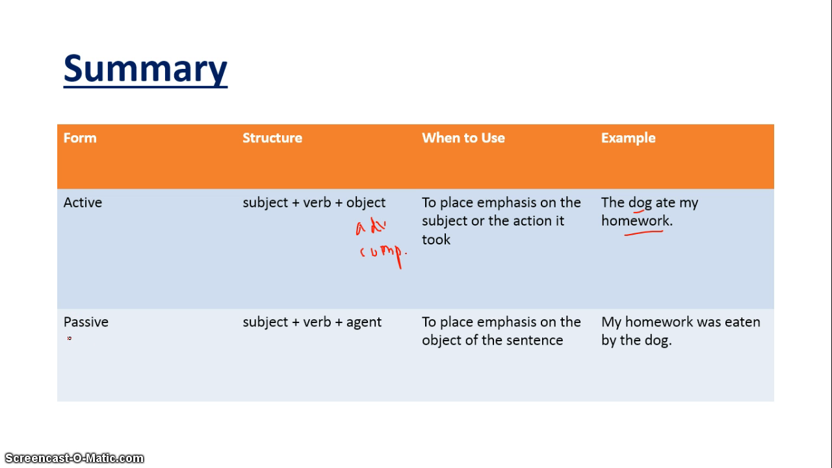Similarly, the passive voice form follows the structure of subject, verb and agent, which is optional. It is used when we want to place emphasis on the object of the sentence. For example, my homework was eaten by the dog.